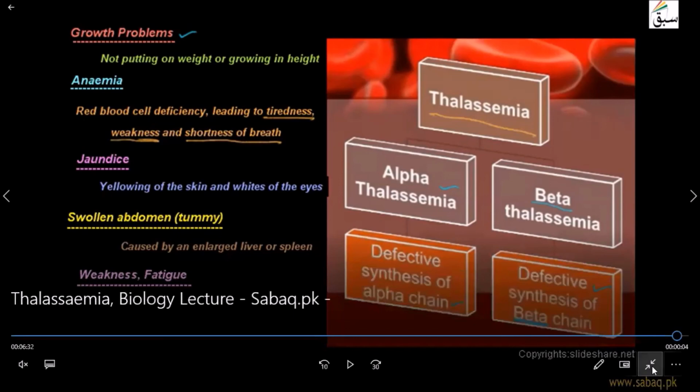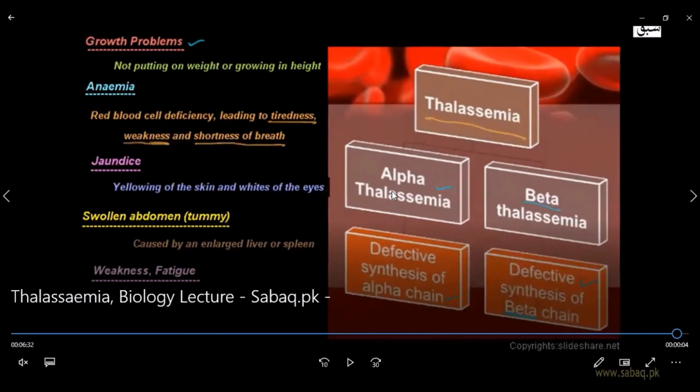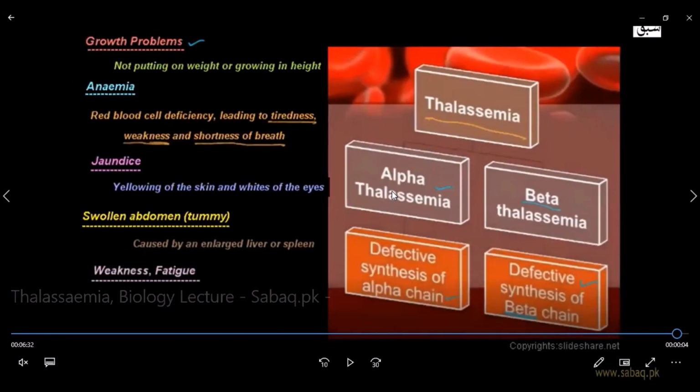So this was all about thalassemia and leukemia. I hope it's clear to you. If you have any questions, we can discuss in the next slide.